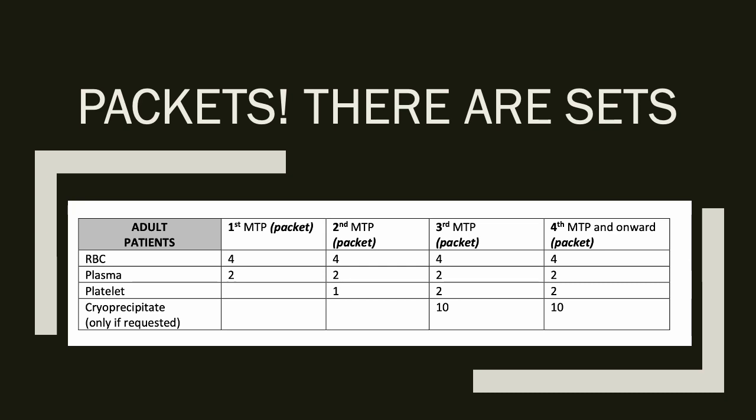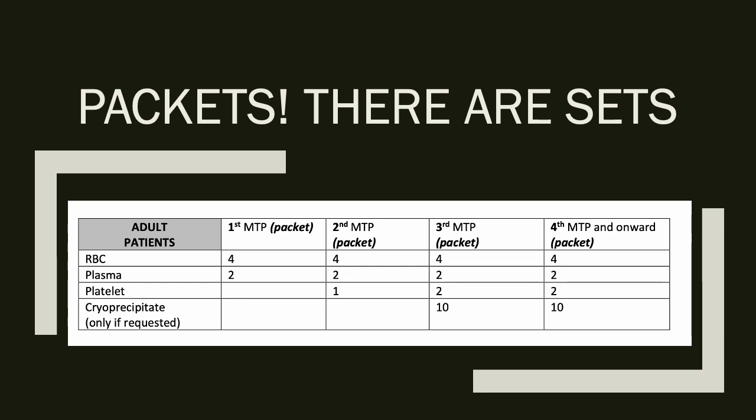Why is platelets not in the first packet? Because it takes 30 minutes to thaw. So it's very interesting. Our third MTP packet will be created the second we pick up our second MTP packet. It will be created by the laboratory staff as we are hanging the second packet: 4 units of RBCs, 2 of plasma, 2 of platelet.